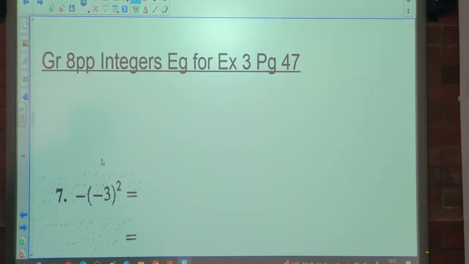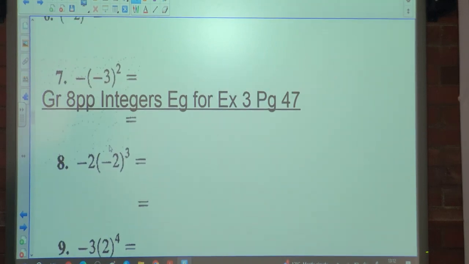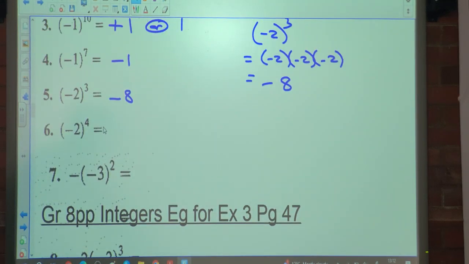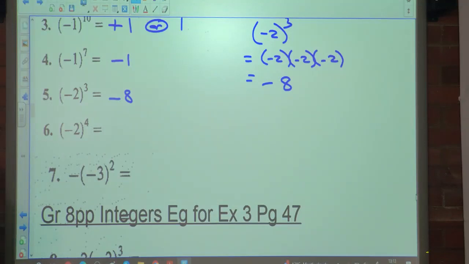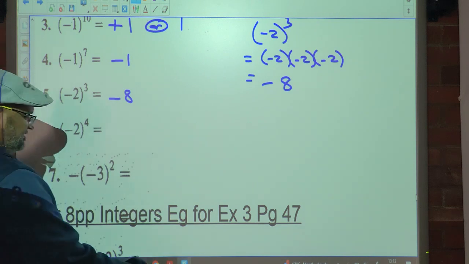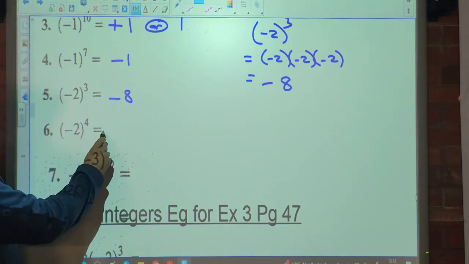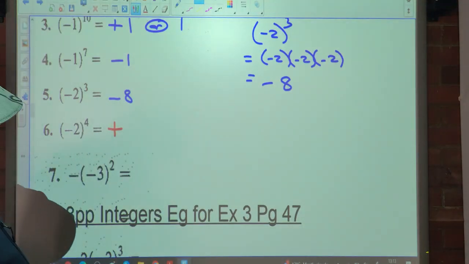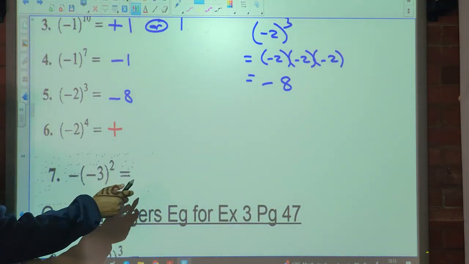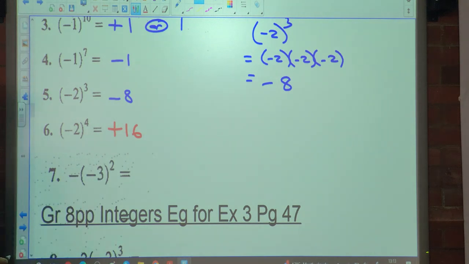The next one, number 6. Negative 2 to the exponent 4. Is 4 even or odd? Even. So this answer is going to be positive. And 2 to the 4, 2 times 2 times 2 times 2, which is 16.